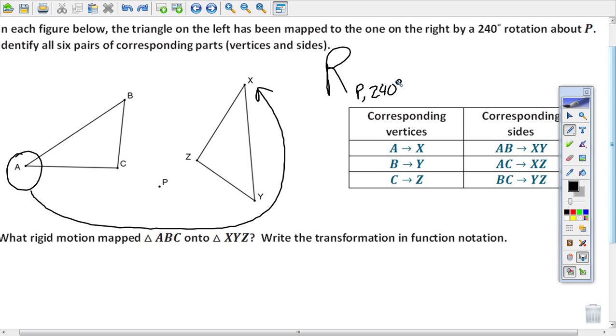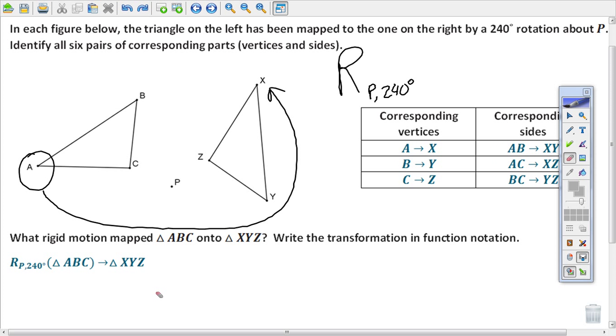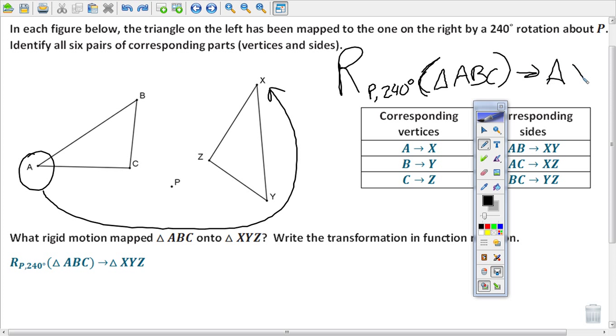So I need to write that entire transformation in function notation. So when I do that, I'm going to have to include in parentheses my triangle, ABC. The triangle ABC is what gets mapped onto, what's the result? Triangle XYZ. That's how you'd write that in function notation.